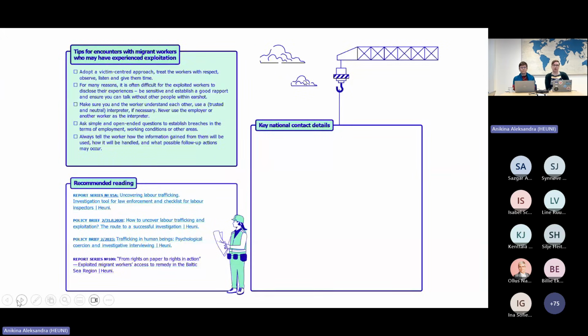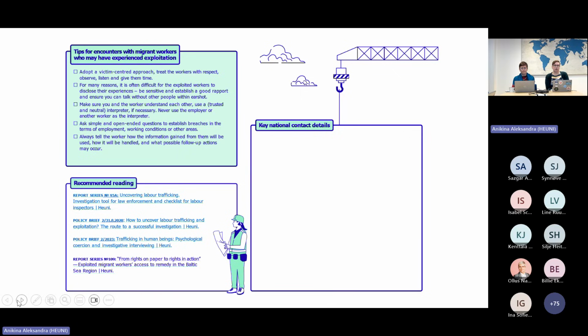Then we have one more area, which is just some tips for encountering migrant workers who may have experienced exploitation. So adopting a victim-centered approach, treating the workers with respect, and observing, listening, and giving them time is very important, because for many reasons it is very difficult for exploited workers to talk about their experiences. So it is advisable to try to establish good rapport and to explain what you are doing and how the information that they are giving is being used, and what are the possible follow-up actions.